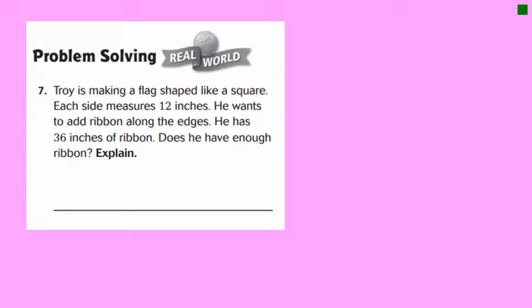Now this is down at the bottom. Troy is making a flag shaped like a square. Each side measures 12 inches. He wants to add ribbon along the edges. He has 36 inches of ribbon. Does he have enough ribbon? All right, let me check back here with Troy. I have to read this again. You know, Mrs. Olvey, I love to reread. Okay, so Troy is making a flag shaped like a square. Okay, we just talked about squares, right? Same distance on each side. Okay, so each side measures 12 inches.